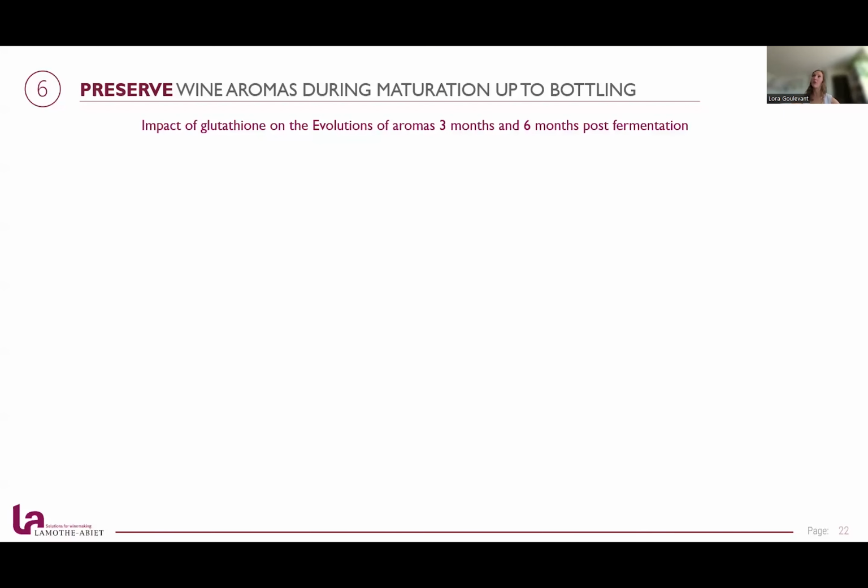But there is also another option, which is the use of yeast derivatives rich in glutathione. So glutathione is a natural molecule you can find in grapes, but usually over the process and the winemaking time, the glutathione is consumed. You don't see any remaining glutathione. But this is one of the most powerful and most reactive molecules against oxidation.